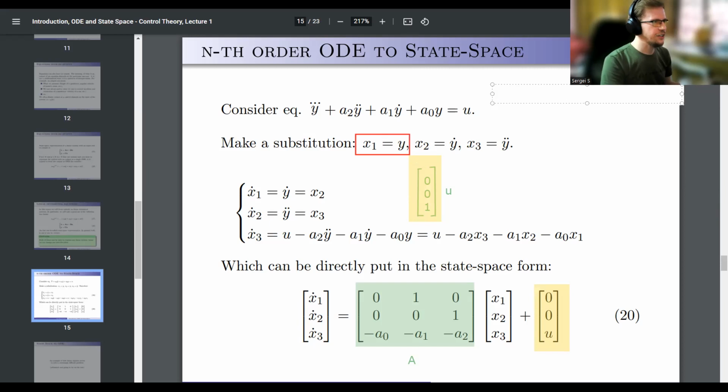Let me change color here, maybe to reflect this. Y would be equal to 1, 0, 0 times X. Here I understand X as a vector. So just to illustrate, this is X. So y would be equal to 1, 0, 0 times x. And this matrix here would be C, the C matrix.